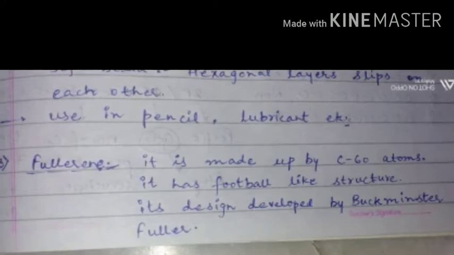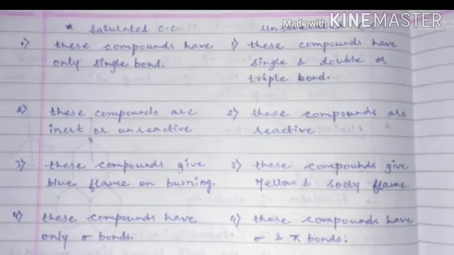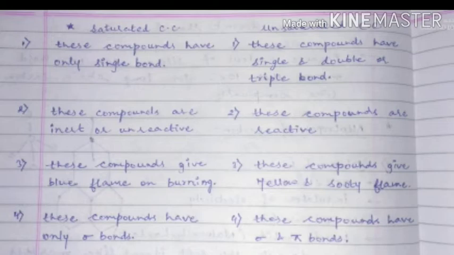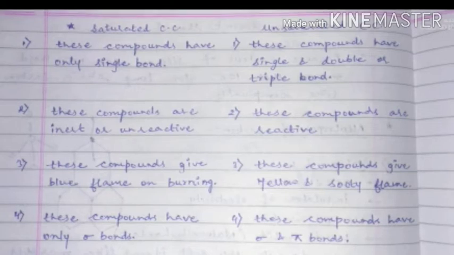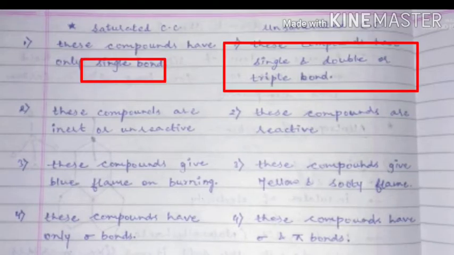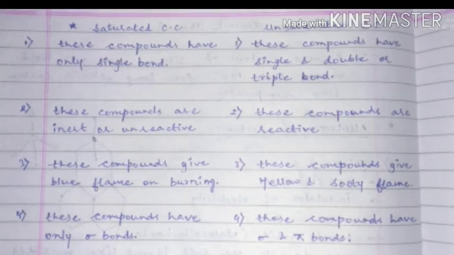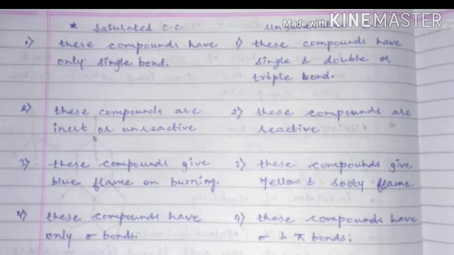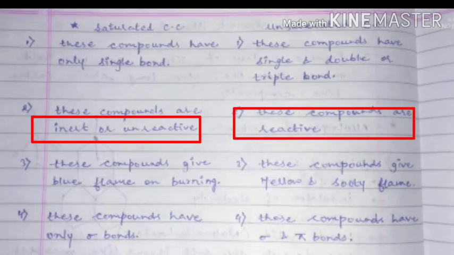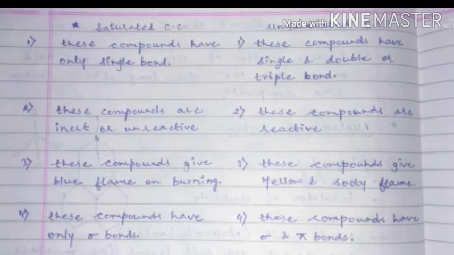Then students, we will discuss the saturated carbon compound and unsaturated carbon compound. First, what is the difference between them? Saturated carbon compounds have only single bonds, while unsaturated carbon compounds have double and triple bonds along with single bonds. The second difference is that saturated carbon compounds are inert or unreactive as compared to unsaturated carbon compounds, while unsaturated carbon compounds are reactive.